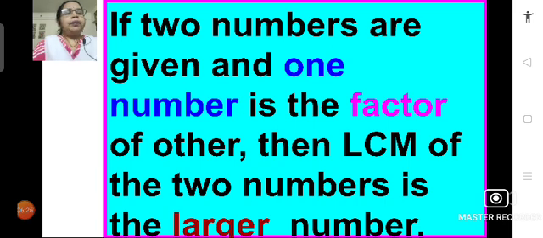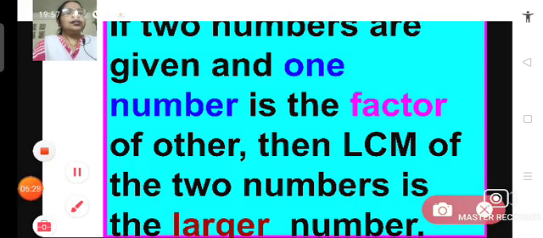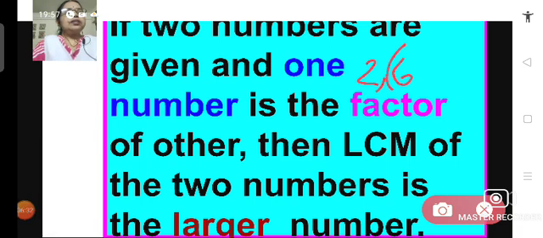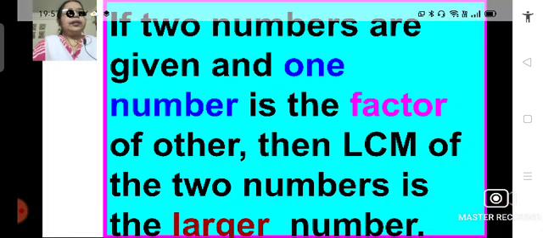Suppose we have two numbers 2 and 6. 2 is a factor of 6. So in this case 6 will be the LCM of these two numbers.